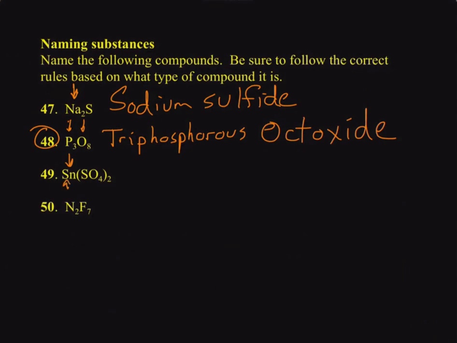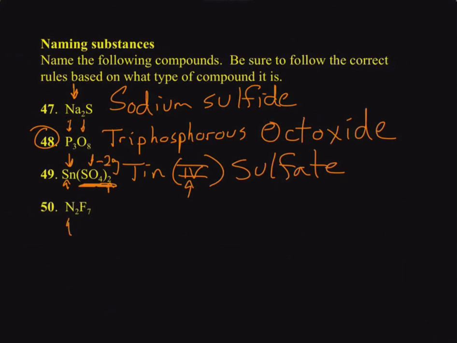49 has the metal tin, it's Sn. And sulfate is SO4. There are two of them. That has a charge of -2. Tin is an element that can have more than one charge, so I need to say that in this case, since there's two sulfates with a -2 charge each, that's a total of 4, which means my positive charge has to be 4. So I put a Roman numeral 4 next to the tin, and then sulfate.